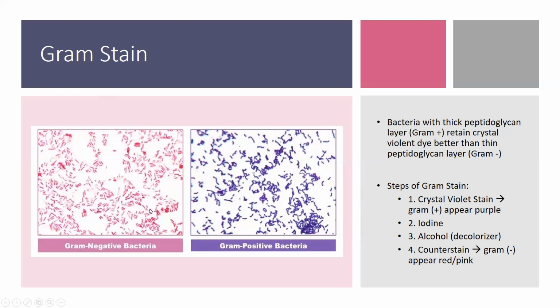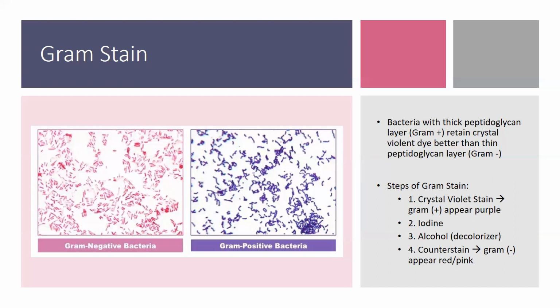What will happen when you apply alcohol to these stains is gram-positive bacteria have such a thick peptidoglycan wall that while some things may decolorize, meaning lose color, for the most part, they're going to retain the stain. They're going to retain that purple color. Gram-negative bacteria have a really thin peptidoglycan wall. So when you apply decolorizer, they're going to lose the purple stain. After this step, gram-negatives will look clear, gram-positives will still appear purple.